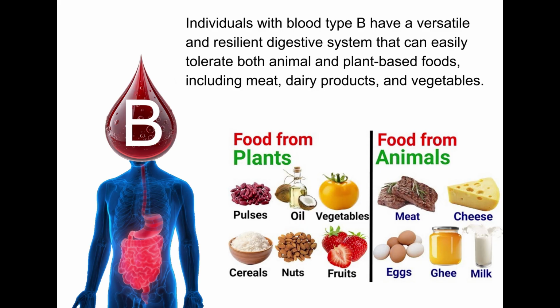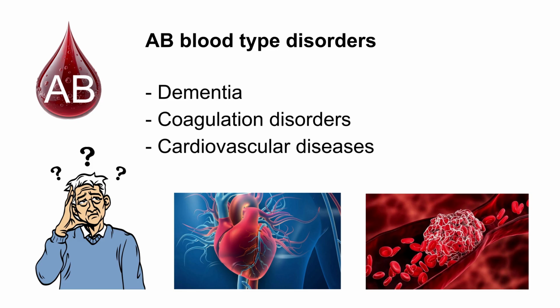Individuals with blood type B have a versatile and resilient digestive system that can easily tolerate both animal and plant-based foods, including meat, dairy products, and vegetables. In the AB blood system, clotting disorders, cardiovascular diseases, and cognitive impairments related to dementia may occur.